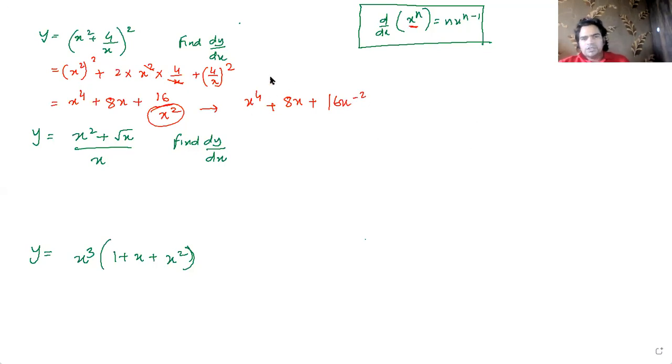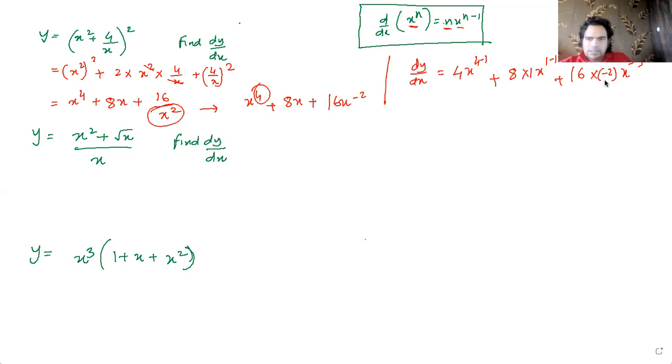Now our next step is to differentiate each term and then add them up. So write down the derivative expression. dy by dx will be, the first one is n, which is 4, so it'll be 4x to the power 3, so 4x to the power 4 minus 1, and plus 8x. Now 8 times 1 times x to the power 1 minus 1, and plus 16 times negative 2x to the power negative 3. So this is the derivative of the first part, which is 4x cubed plus 8 minus 32 over x cubed.